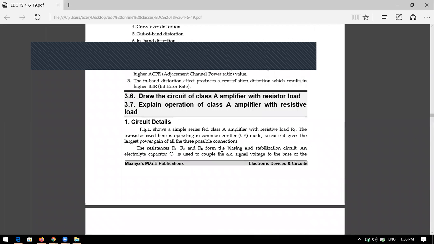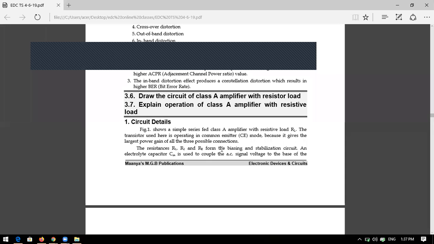Next we will go for the circuit of a class A power amplifier with resistive load. How will the class A power amplifier work with the resistive load? There are two types of loads you can apply for a class A power amplifier: resistive load, and second, the transformer load. The efficiency is increased with the transformer load, whereas with resistive load the efficiency of the class A power amplifier is only 25%. How it is only 25%, you can see here.